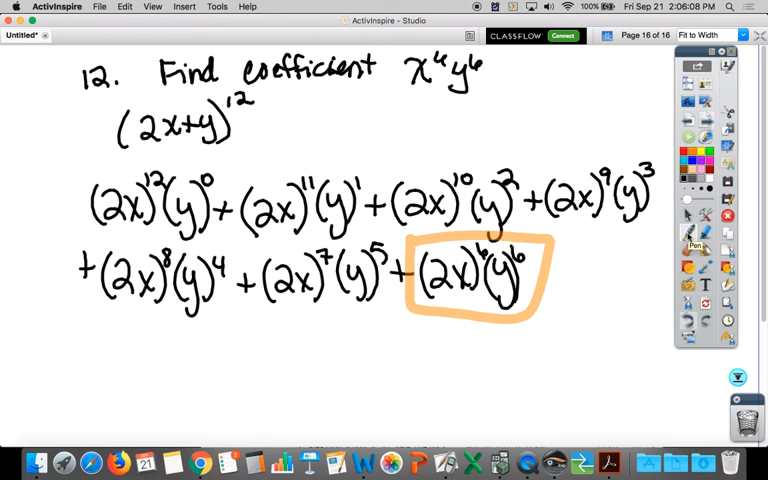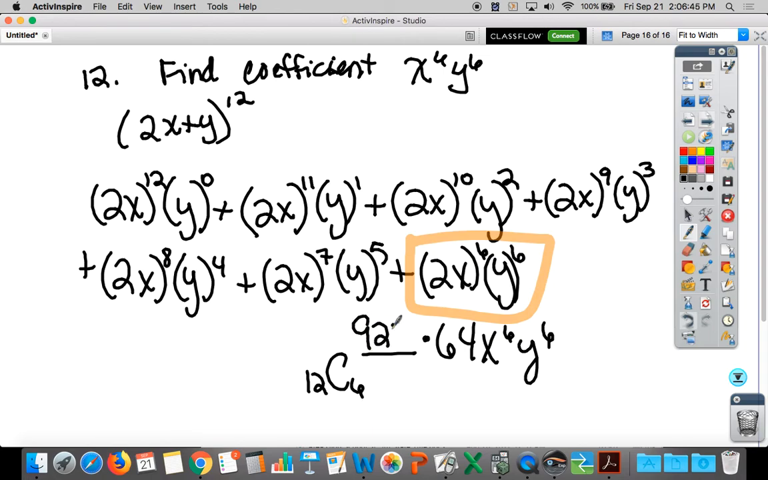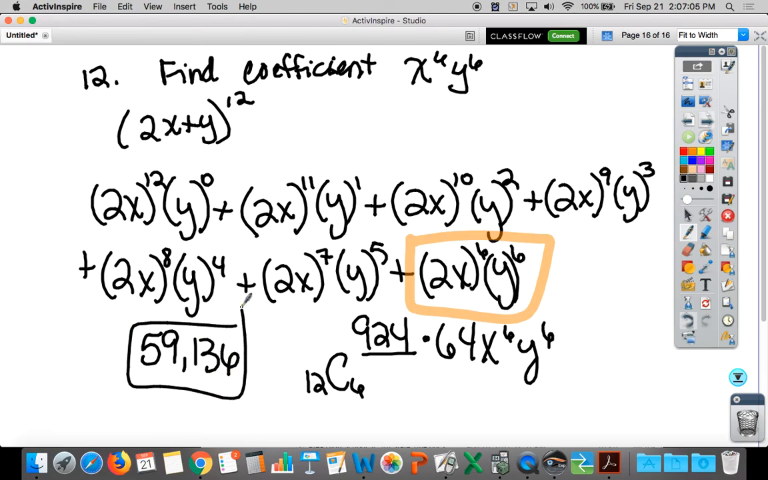So that's going to be 2 to the 6th, which is 64. 2 to the 5th is 32. So what do I need to not forget? Pascal's number. So how am I going to find out Pascal's number? Well, this is 12C0, so this one would be 12C6, which is a big number. Now I know I'm not multiplying that out in my head. So what is the coefficient of the x to the 6th, y to the 6th term? 59,136. That's the coefficient.